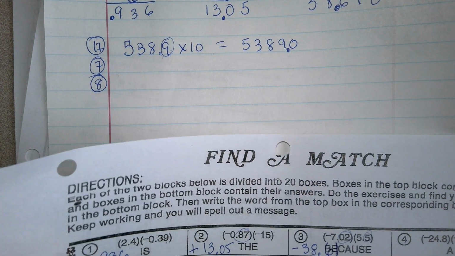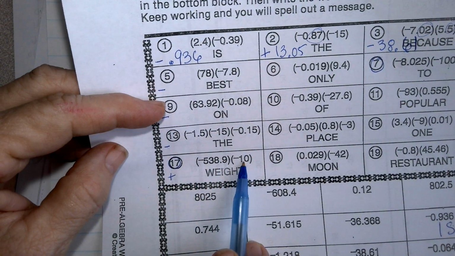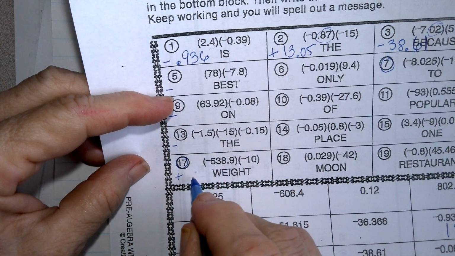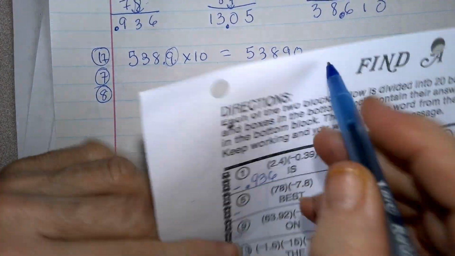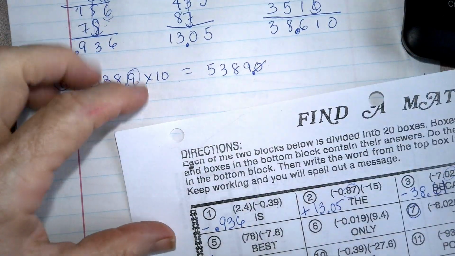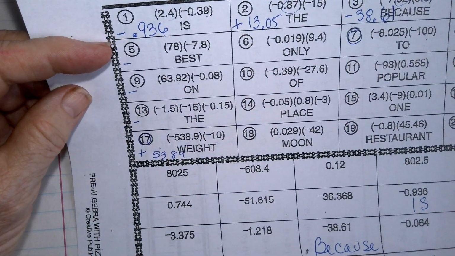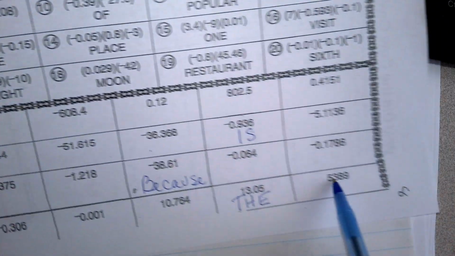So numbers, in fact, that one is going to be what sign? Positive. 5, 3, 8, 9, and then I can drop the 0. Anything past that decimal I can drop. So positive 5389, it is somewhere, and it's this very last one.